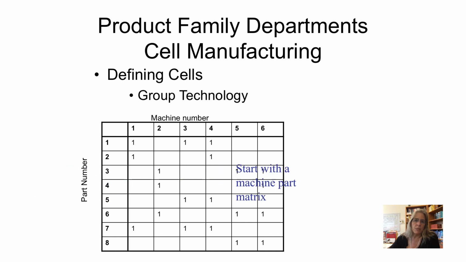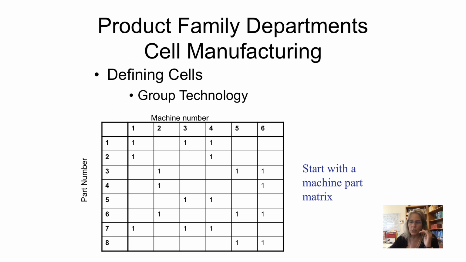So what we do is we start with this machine part matrix. The idea is that along each row are different parts that are being processed. In this case, I'm just numbering 1 through 8, but they could be different SKUs, or different names of products that are processed. And then each of these products or SKUs are processed on a variety of machines. So I have 1 through 6 there, but it could be a drill press, a lathe, a mill, the various machines that are used to process parts.